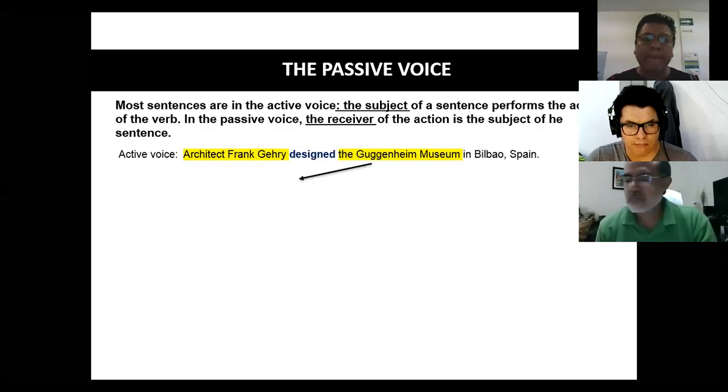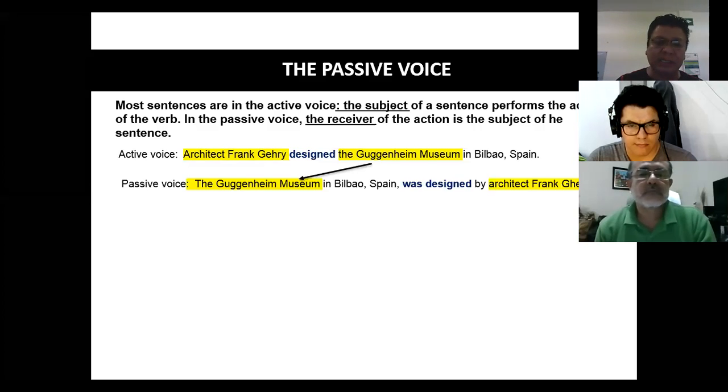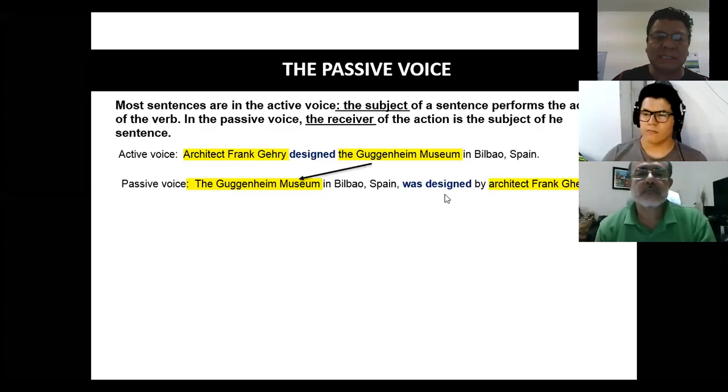Ven cómo, the receiver of the action is the subject. Ahora se viene hacia acá, ¿verdad? En the passive voice: The Guggenheim Museum in Bilbao, Spain, was designed by architect Frank Gehry.